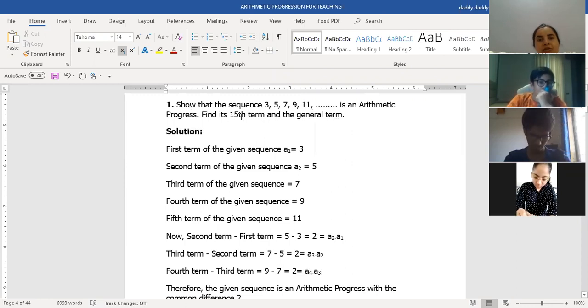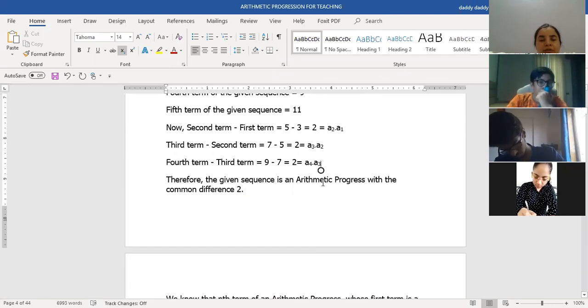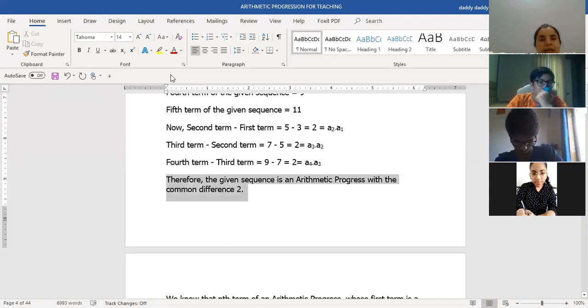Now the second part is you have to find the 15th term. Now I'm going to apply the formula. So you will have to write this reason, children. Look here, this I'm highlighting. You have to write this reason every time. Therefore, the given sequence is an AP with the common difference 2.